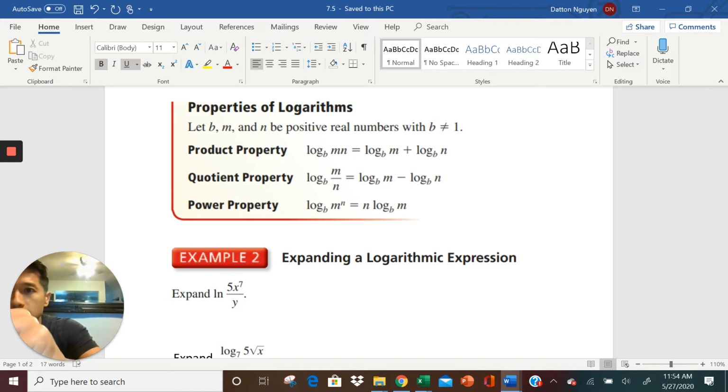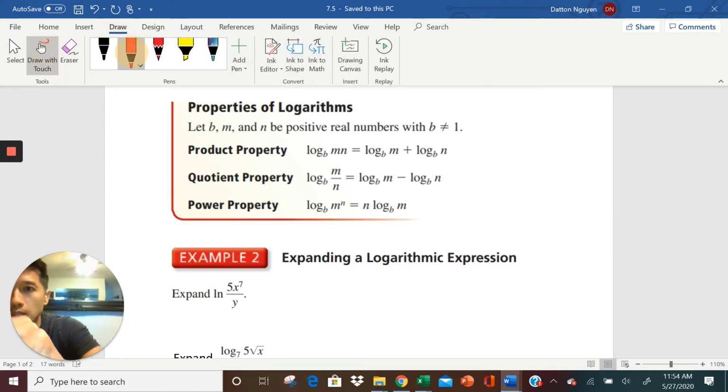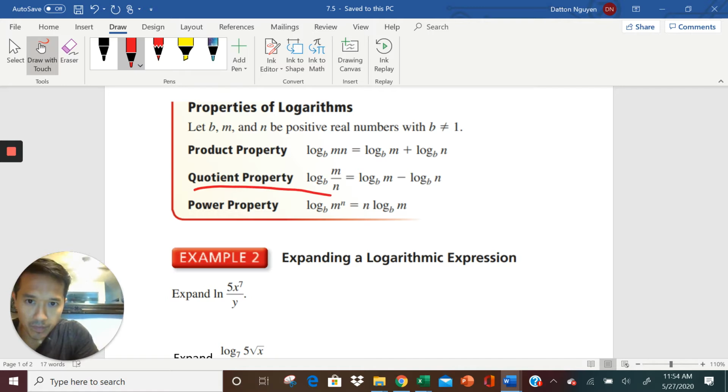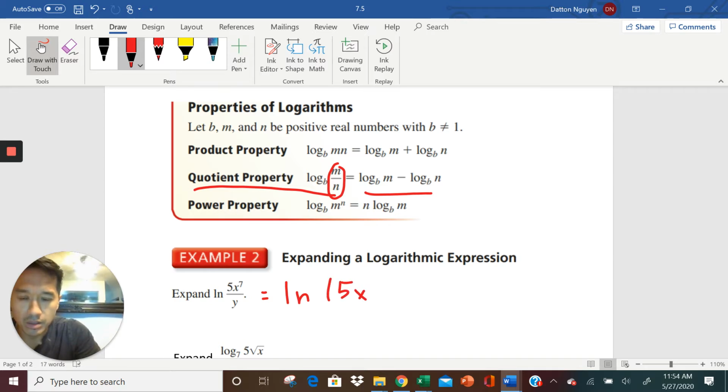Okay, so the first thing I'm going to do is, when I see a division sign between 2 functions, as you see here, it says quotient property on the very top, and you see m divided by n, I can break it apart as this. So the first step is to break it apart as natural log of 5x to the 7th power minus the natural log of y. That's my first step.